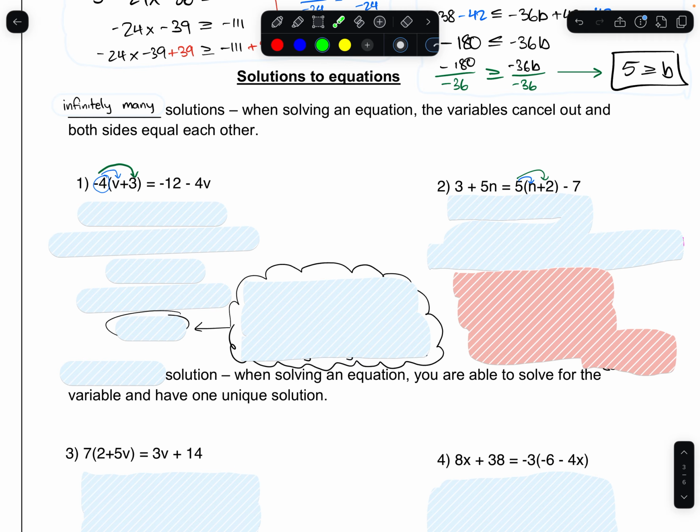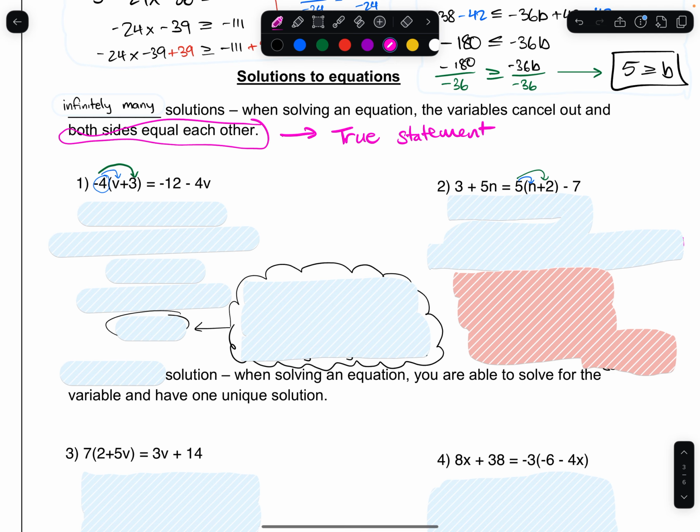And you can always tell there's infinitely many solutions if, as you're solving, the variables on both sides cancel out and you get both sides equal to each other. In other words, you'll get something like 5 equals 5 or 0 equals 0 or x equals x or whatever. If both sides equal each other, that's a true statement. Everything is always equal to itself, right? And it's a true statement regardless of the value of the variable. I'll show you what I mean here in example 1.